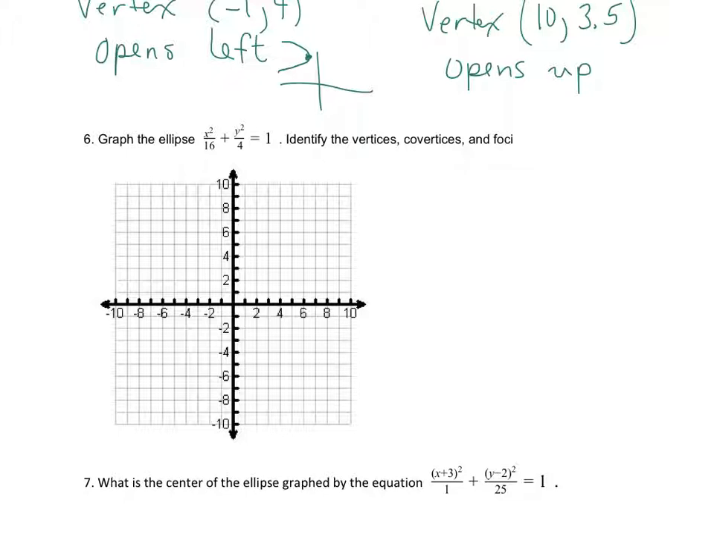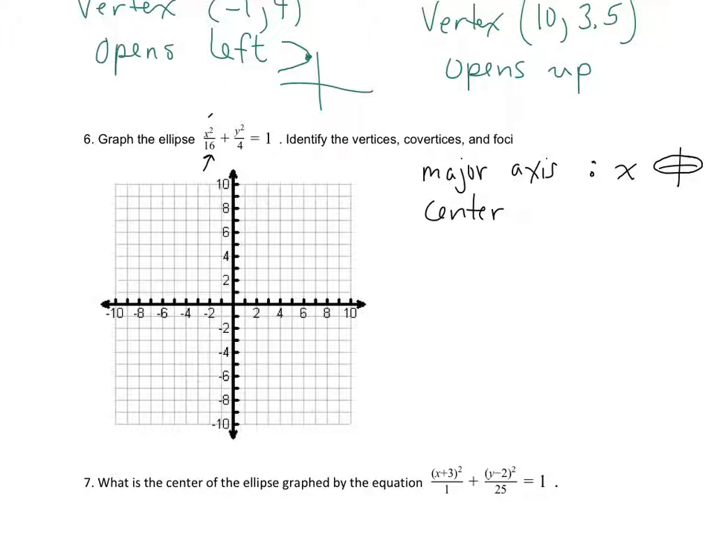Alright, number 6 says graph the ellipse x squared over 16 plus y squared over 4 equals 1. Identify all the vertices, co-vertices, and foci. So to do this, I'm also going to have to talk about what is the major axis, what is the center, and then I'll list all those other things as well. So the major axis in an ellipse, remember, always is the axis that has the bigger number under it. So in this case, it is along the x-axis. That means it'll be longer horizontally than it is vertically.